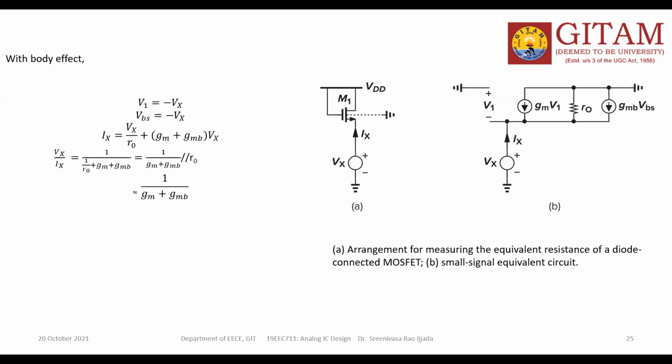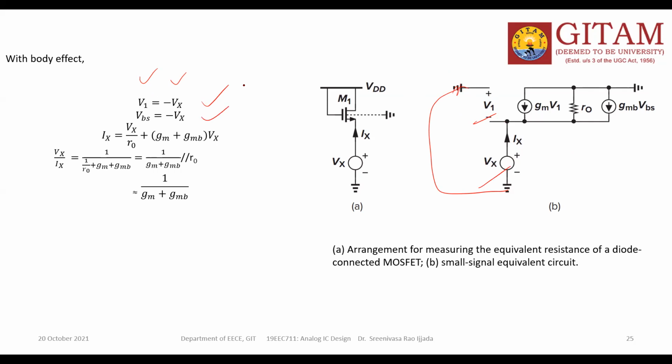Now your V1 and Vx relation: plus, minus; minus, plus. If you go like this, because this is ground, you can join like this. So what is the relation between Vx and V1? V1 is equal to minus Vx. And what is the relation for VBS? VBS also is minus Vx.